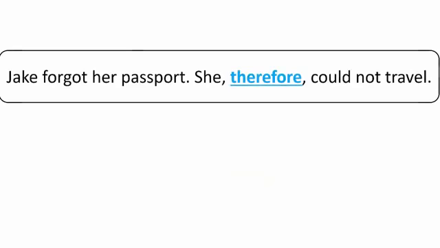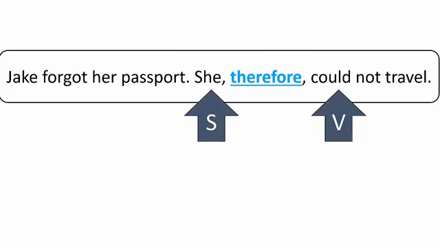Here is a third way that we can use a transition. Jake forgot her passport. She therefore could not travel. This is only acceptable for some transitions, which we will go over in a moment. We can put the transition between the subject and the verb. In this case, the transition should be preceded by a comma and followed by a comma.